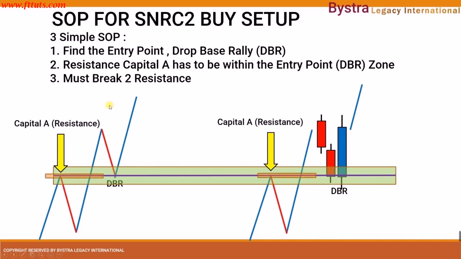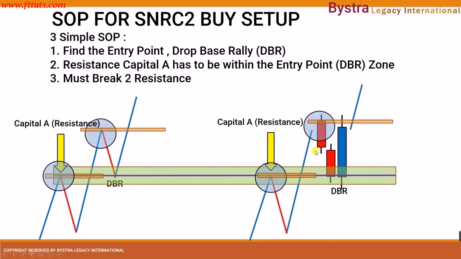Second thing, how do we identify must break the 2 resistance? The first resistance we're looking at is the capital A. So this capital A here was broken. You can see this line chart here broke this previous capital A, or the previous resistance. The next is this top here. It must break the second resistance. So break the first resistance, break the second resistance. Same goes like this. This is how it looks like in the candlestick.